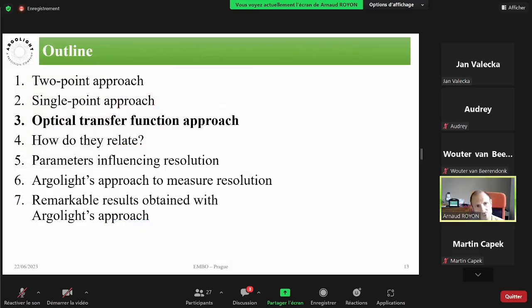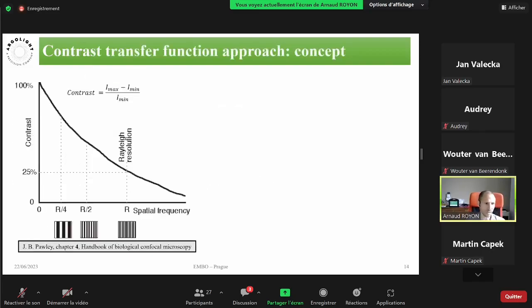The third approach I would like to talk about is the optical transfer function. Behind this concept of optical transfer function is the fact that contrast is as essential to the production of an image as what we usually call resolution. Indeed, the two concepts are very close, or correlated, or can be thought of in terms of each other. And they can be linked by what we call a contrast transfer function.